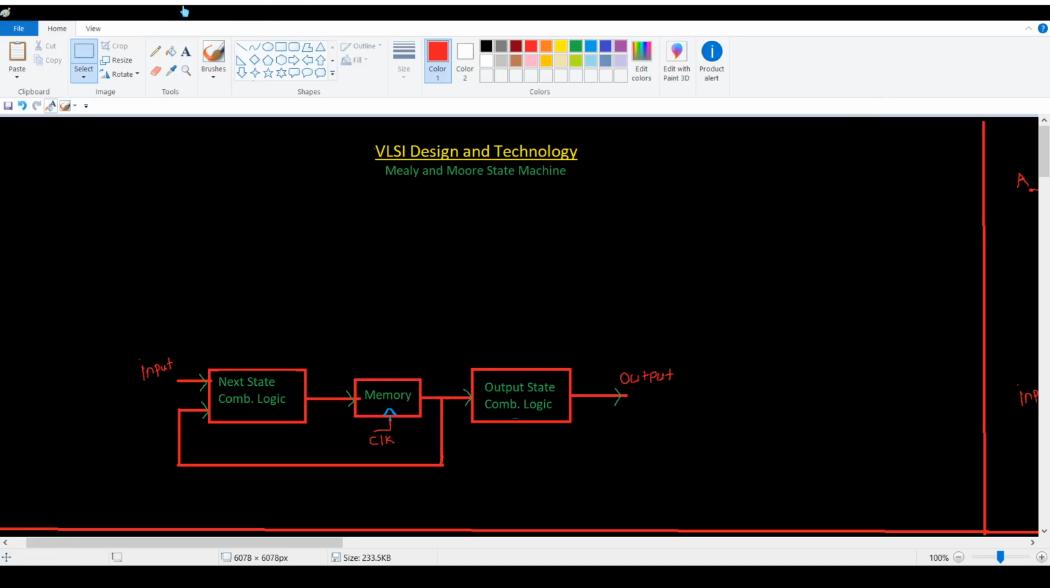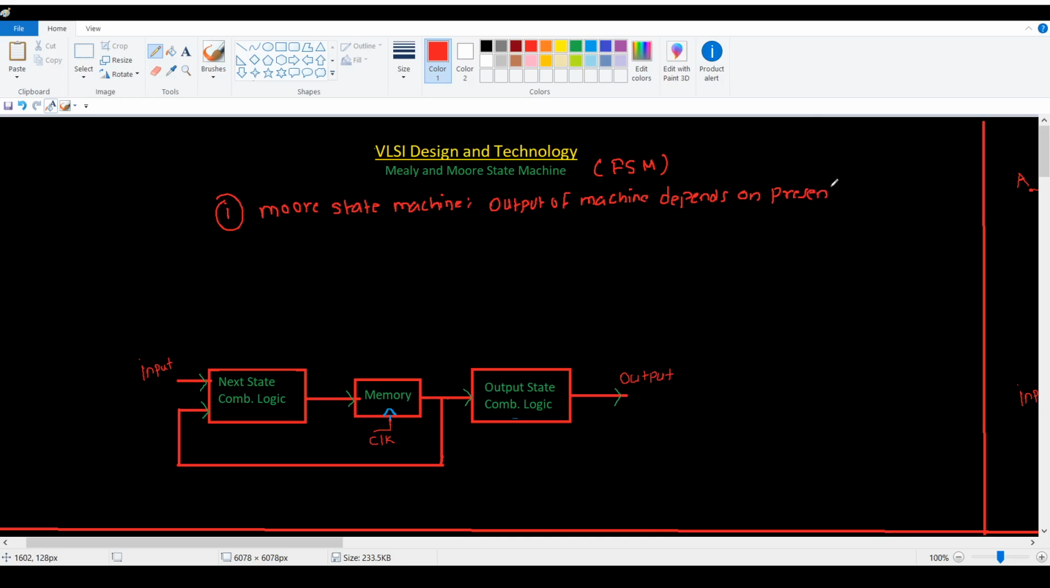So in this session we will learn about Mealy state machine and Moore state machine. These two are the finite state machines, FSM. So what is a Moore state machine? In Moore state machine, output of machine depends on present state only.